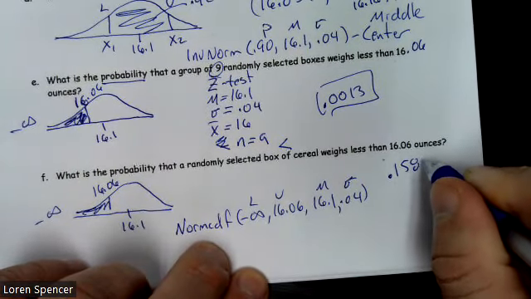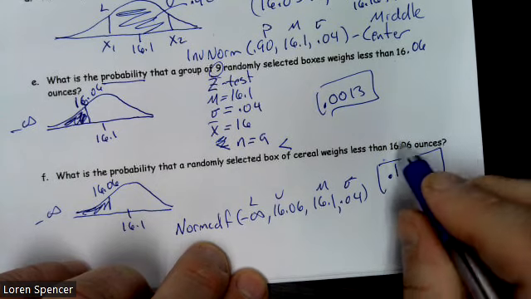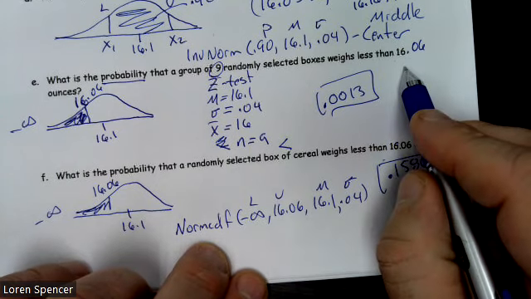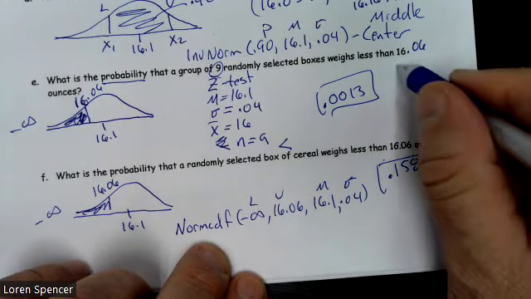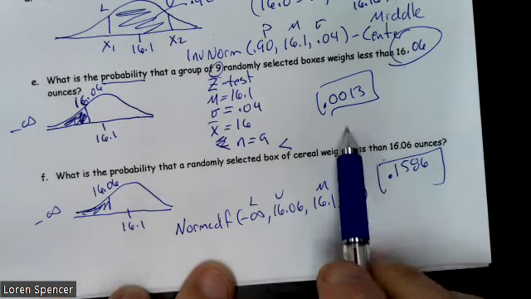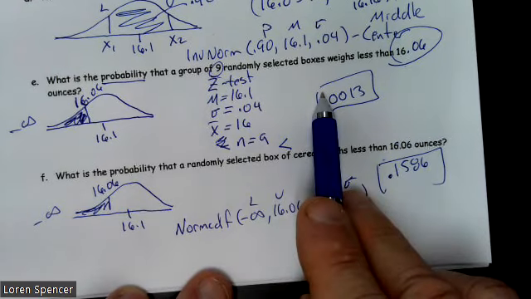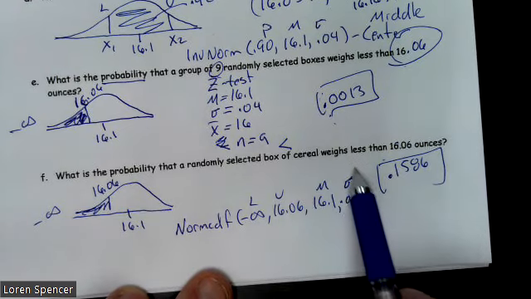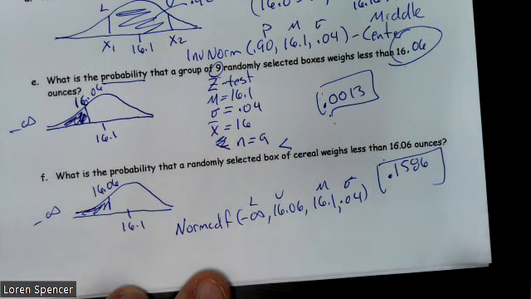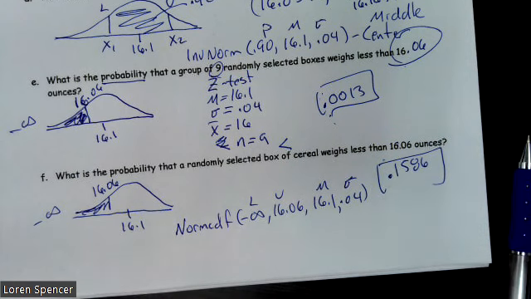Now, the interesting thing is if you notice, we had the same 16.06 here and the same 16.06 there, but the answers differed very substantially. It's much less likely to have a group of 9 having the average, it's only 0.0013, versus having a single box. There's a 16% chance for a single box.